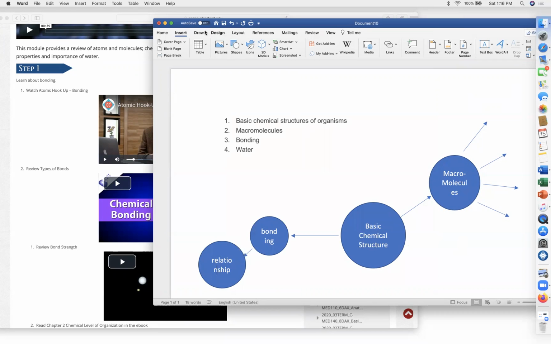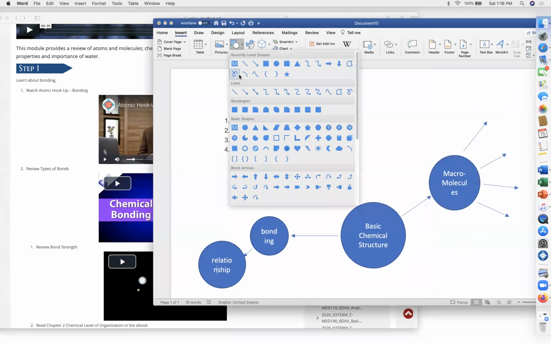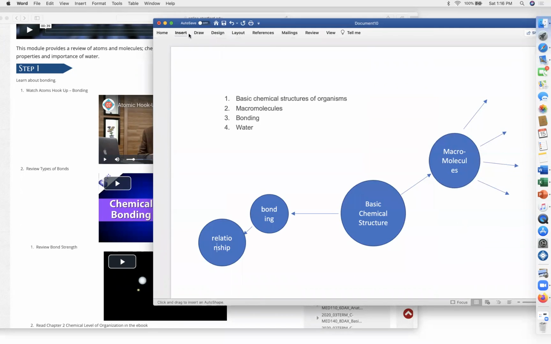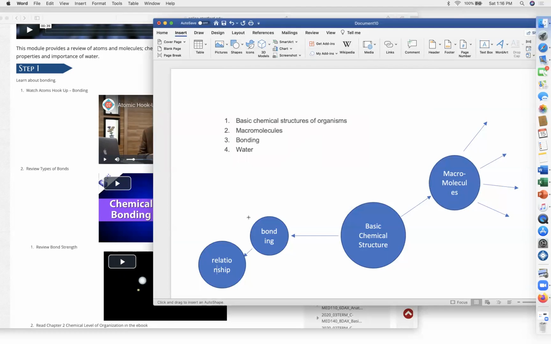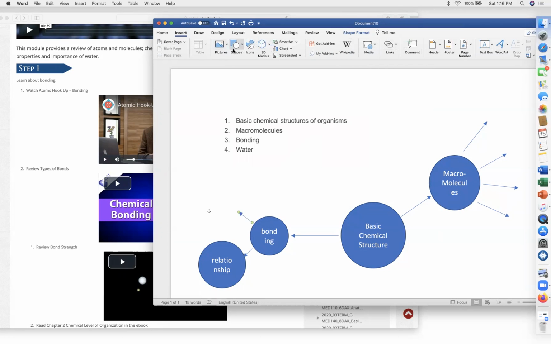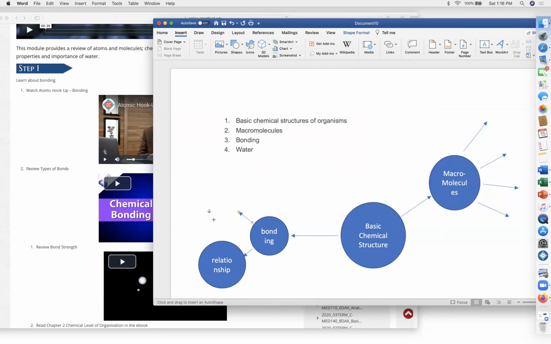And then he started talking about how there are different types. And then I'm going to put another arrow here. And he said the types were based on energy. So I could put a circle here.